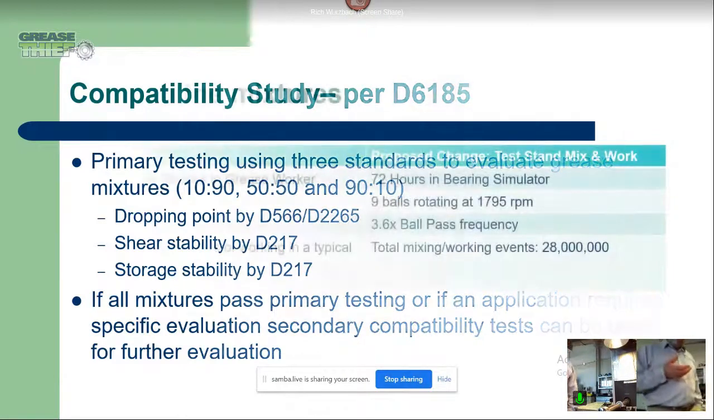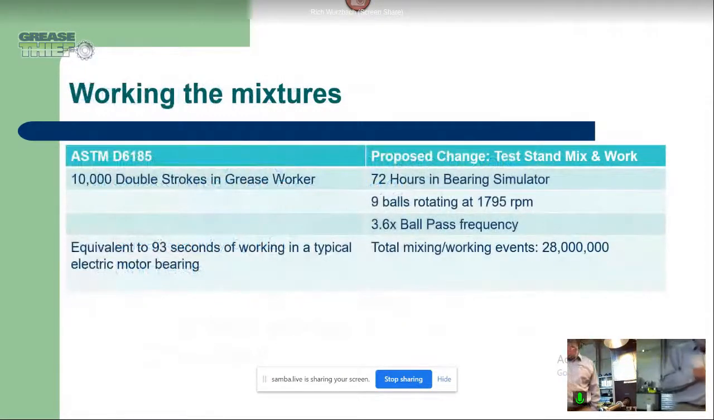What about the working of the mixtures? Well, the ASTM D6185 does this 10,000 double strokes in a grease worker. Sounds like a lot. And I think if you're the person doing that, you could get worn out. It's kind of tiring. It seems like a lot of working of that grease into a mixture and giving it some semblance of working conditions as these greases are brought together.